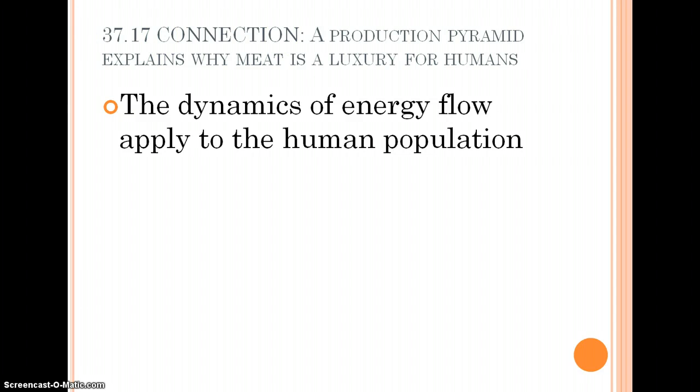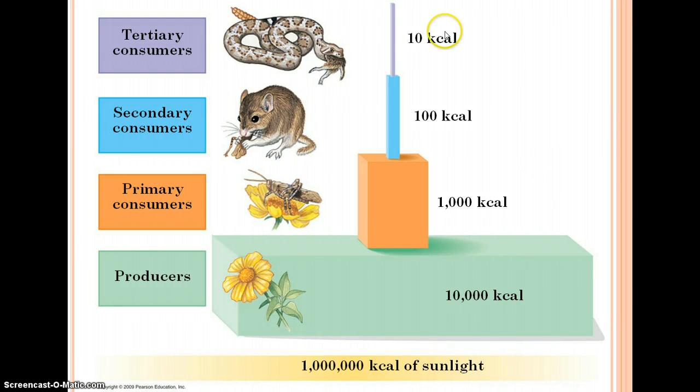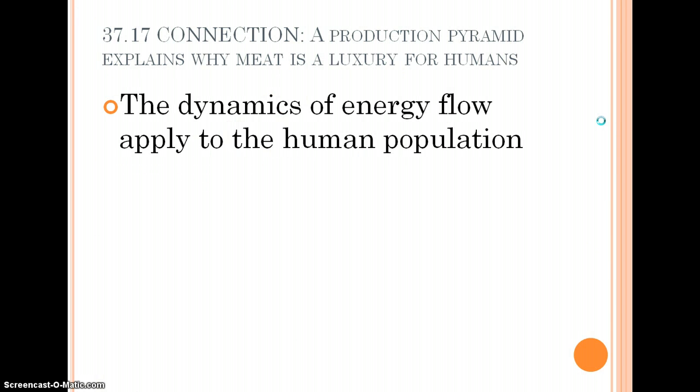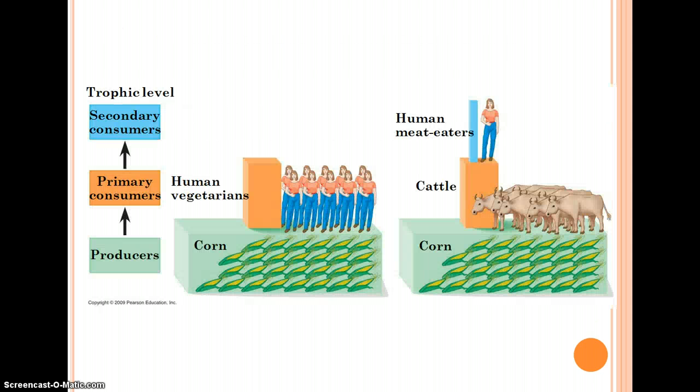So kind of a connection to why meat is such a luxury for humans. Okay, so the dynamics of energy flow also apply to humans. When we eat meat, it's a luxury. So take a look at this. Look how many more humans the earth could sustain if they only ate primary producers. Okay, they use corn as an example, because cattle are fed corn. So when cattle are fed corn and then humans eat cattle or beef, it's a huge loss of energy. So humans have to eat more to get the same amount of energy.